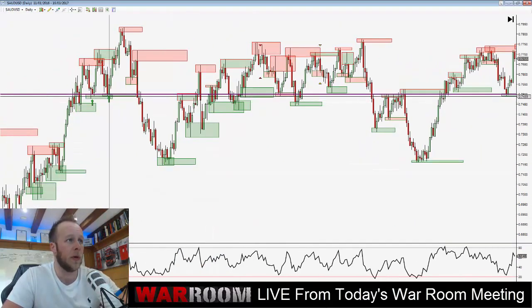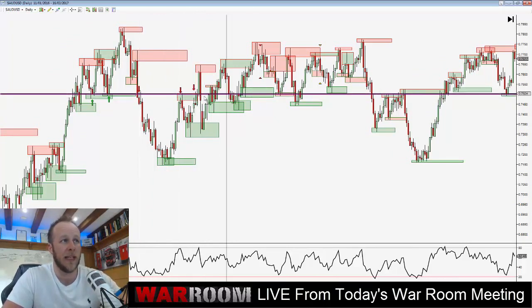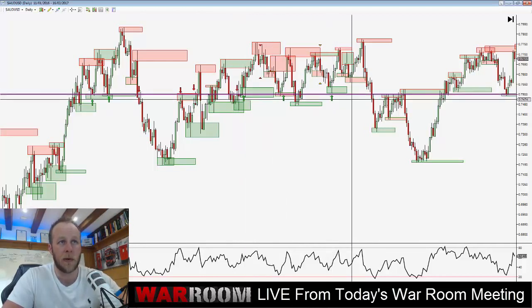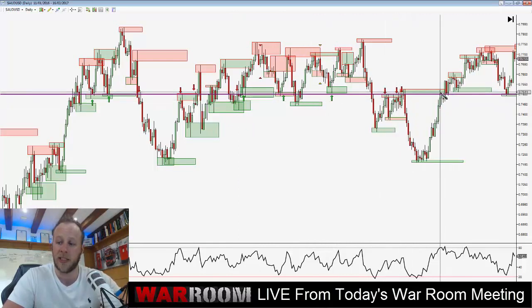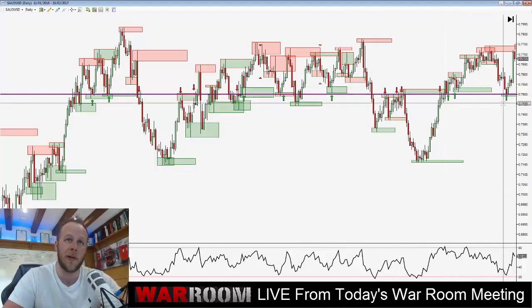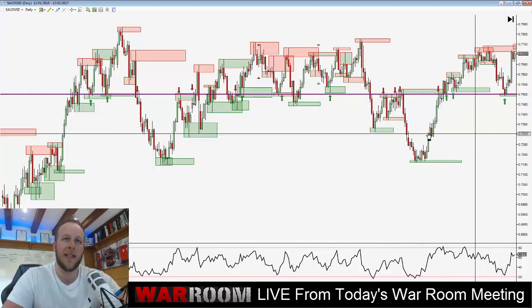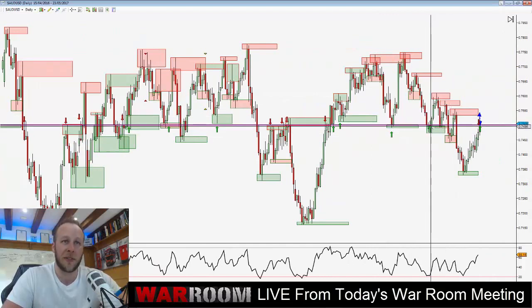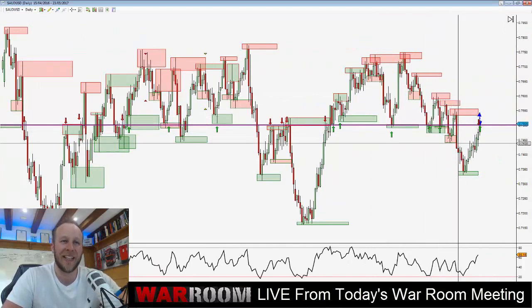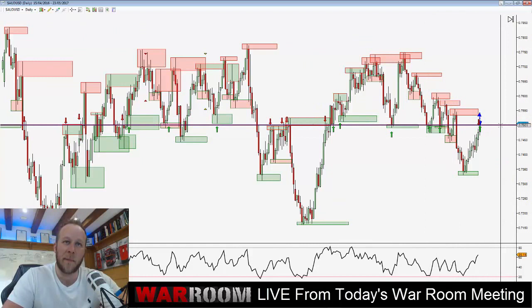Support. We pushed down, we became resistance. We then respected this level every time we tested it. Look at this. Support, resistance, right? Became resistance again, and then support, right? We then became support, right? So you can see this is a level that I want to pay attention to.